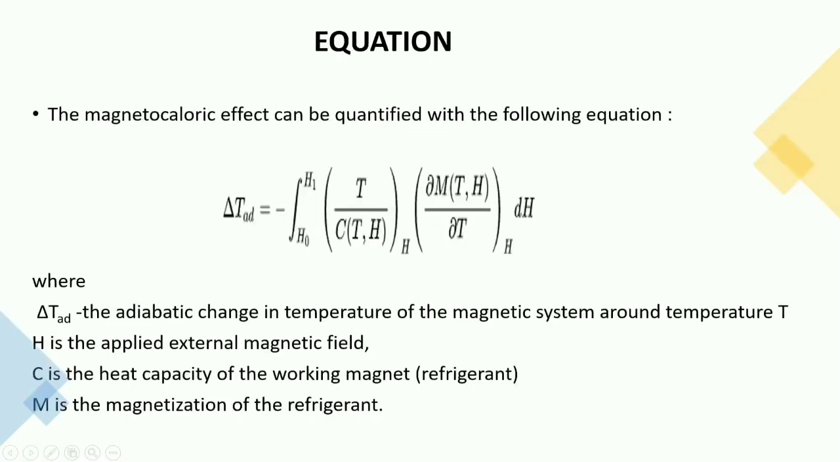The next slide is about the equation. The magnetocaloric effect can be quantified with the following equation: delta T_AD equals negative integral from H0 to H1 of T divided by C(T,H) times the partial derivative of M(T,H) with respect to T, dH, where delta T_AD represents the adiabatic change in temperature of the magnetic system around temperature T, and H is the applied external magnetic field. C is the heat capacity of the working magnet, that is, the refrigerant used. M is the magnetization of the refrigerant.